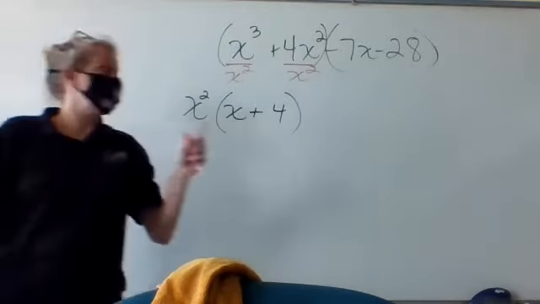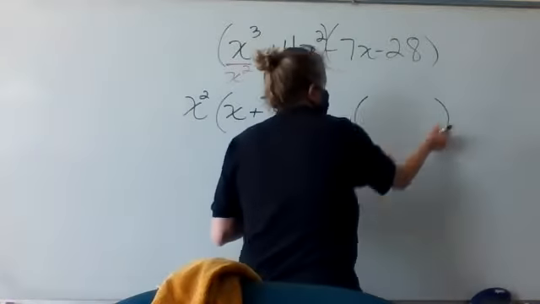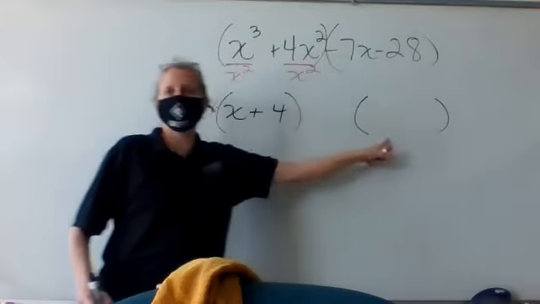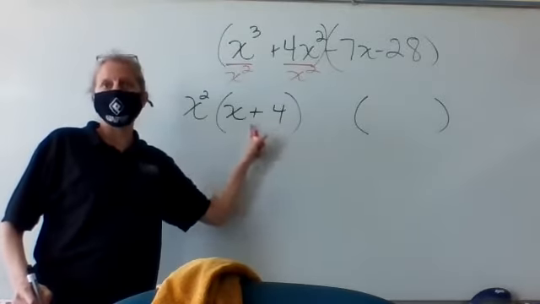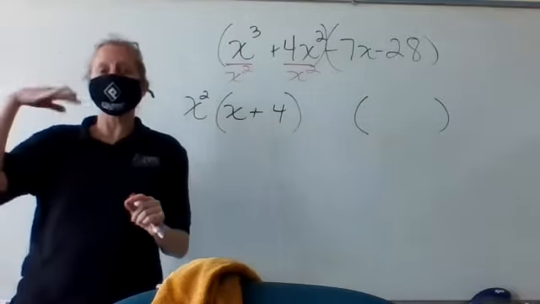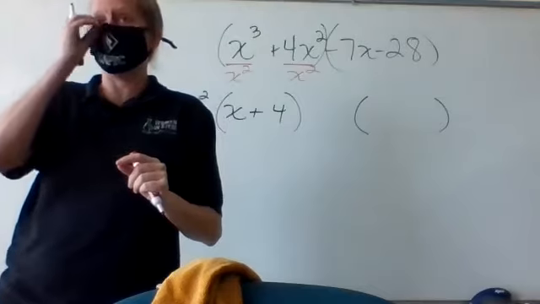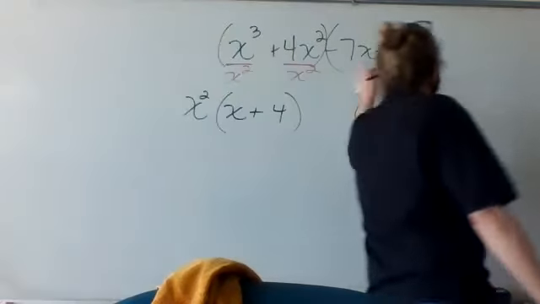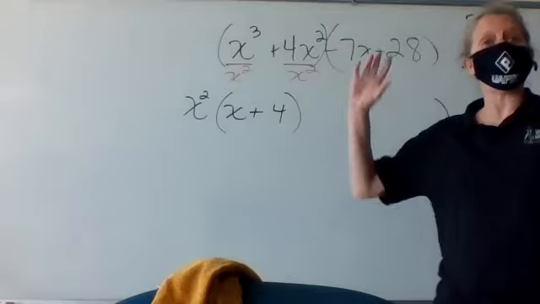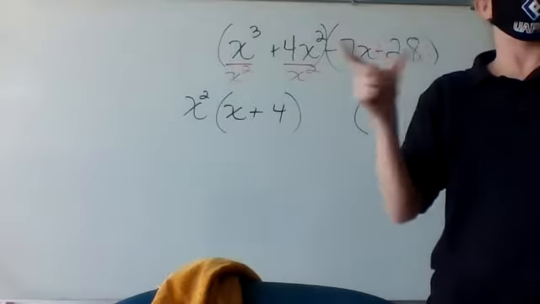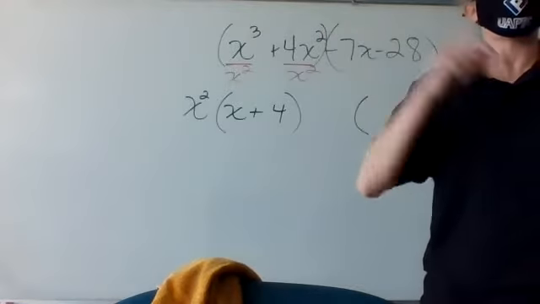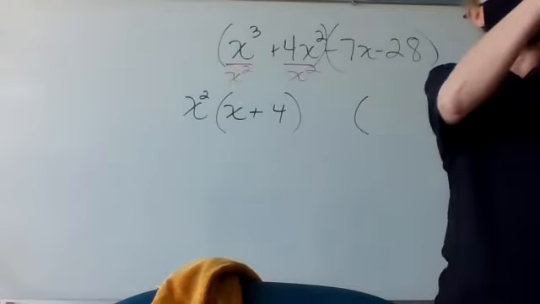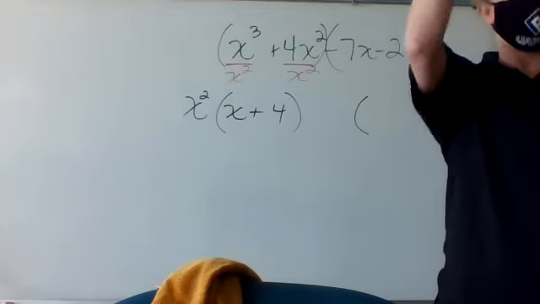Now we're going to the second group. Remember, what do you want this parentheses to be? X plus 4, the same as this one. So we need to keep that in mind always. That's going to help us a lot with our signs. Now, looking at these terms, what do they have in common? There's a number that goes into both of those. What number goes into 7 and 28?